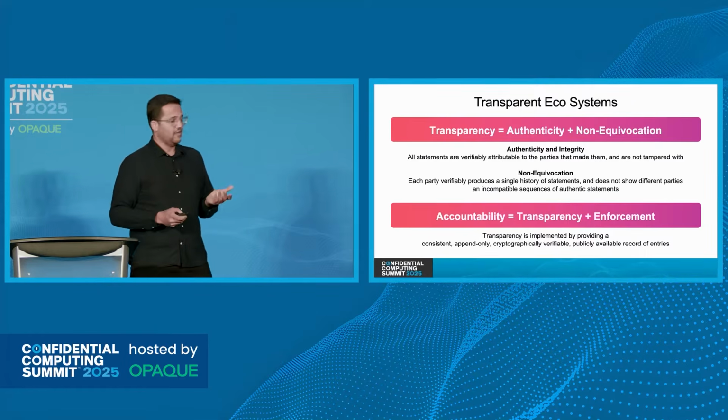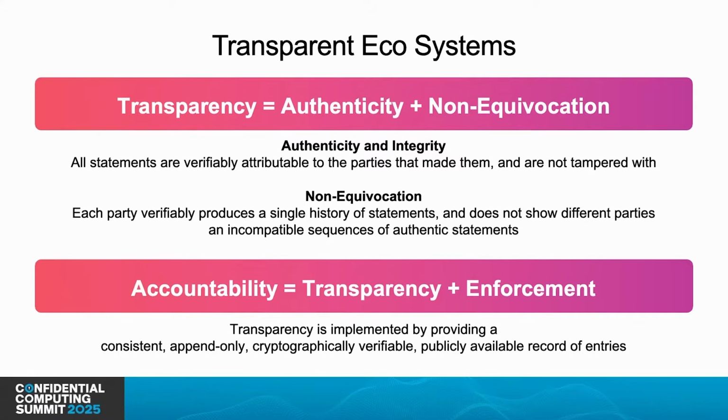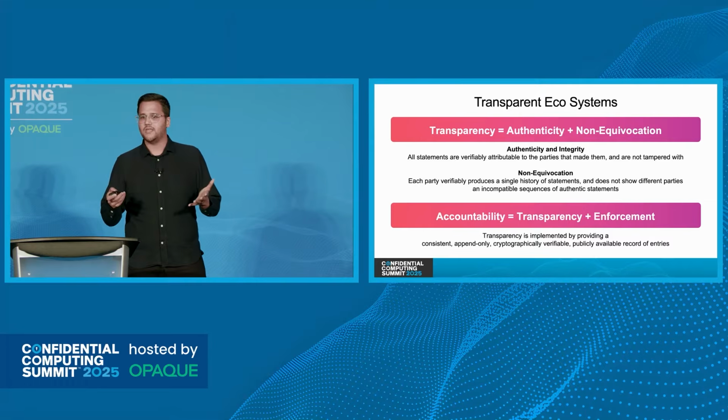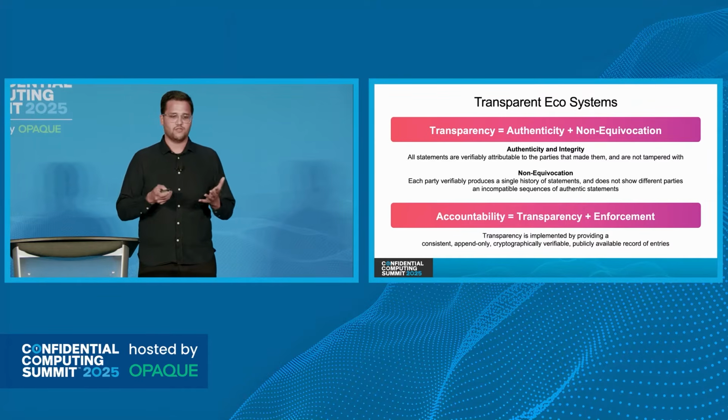So before we jump into the product itself, let's quickly align on some definitions of transparency. The way we look at it is transparency is authenticity plus non-equivocation. Simply put, authenticity is that all statements are verifiably attributable to the parties that made them, and they've not been tampered with since. And non-equivocation is nothing but a single history of statements, a single source of truth. Basically, everybody in this particular ecosystem is on the same page.